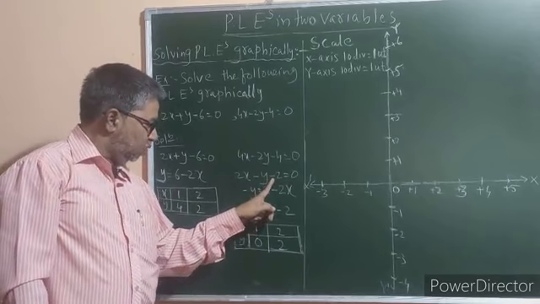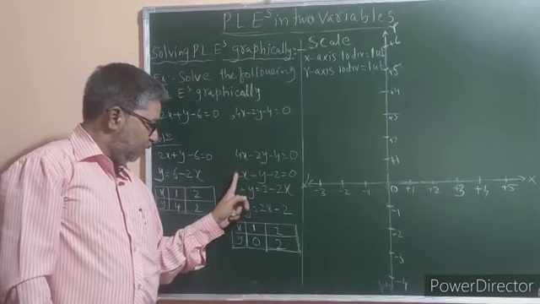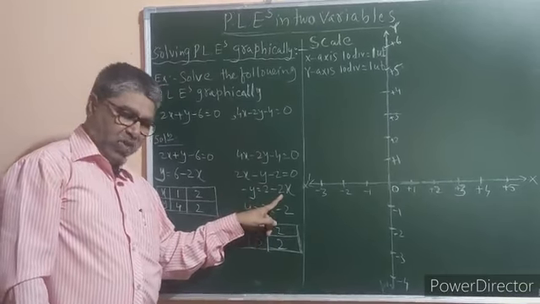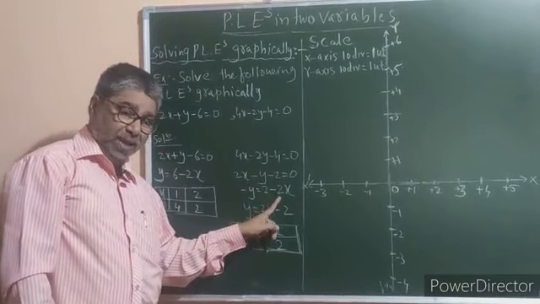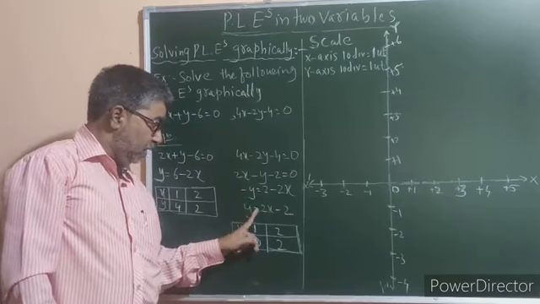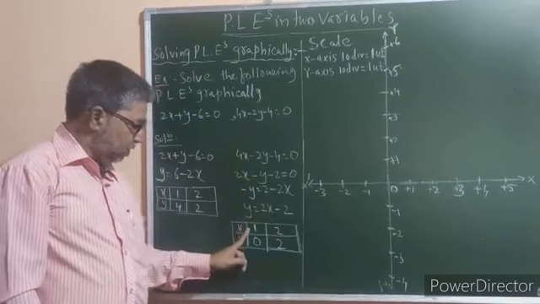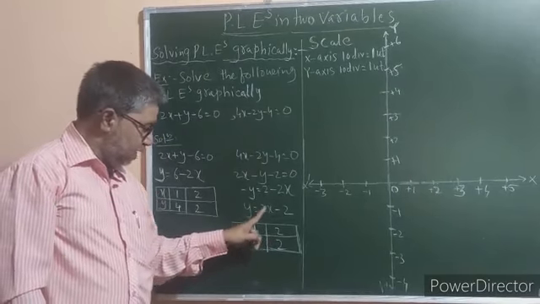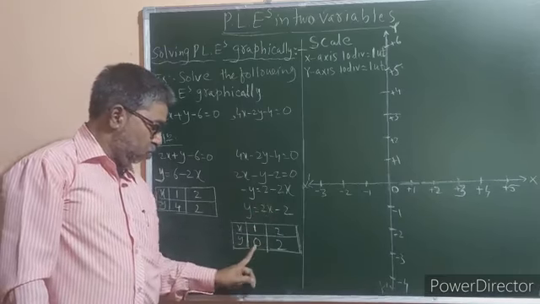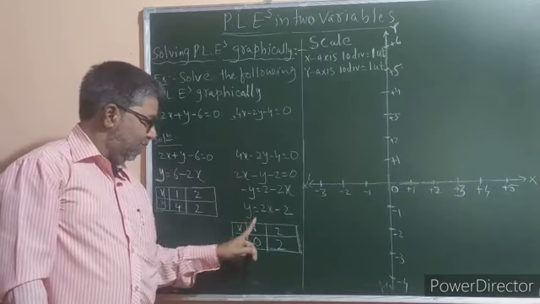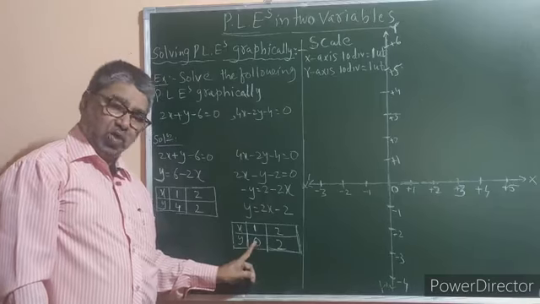Minus y is equal to minus 2x plus 2. Minus y is equal to 2 minus 2x, hence y will be equal to 2x minus 2. Now consider the value of x as 1, replace x by 1, 2 1s are 2, 2 minus 2 will be 0. If the value of x for this equation is 1, the value of y will be 0.